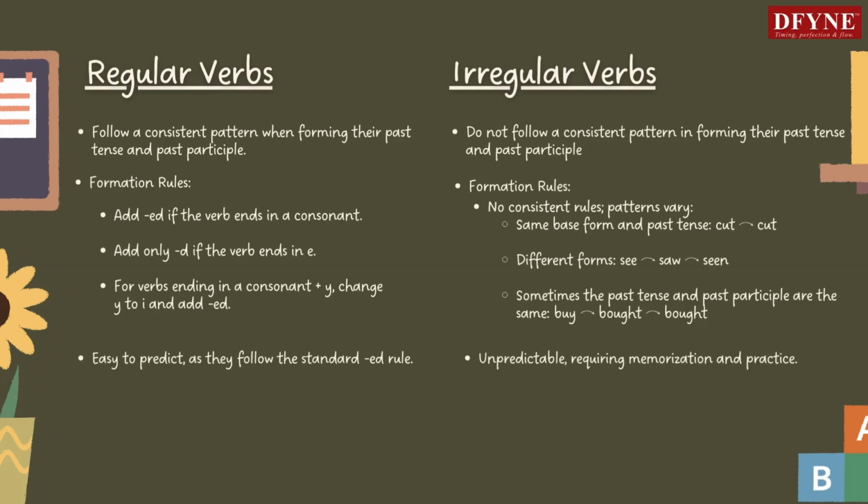Irregular verbs, though, are the wild cards. Each one has its own unique forms for past and past participle, and they don't follow rules. So, go becomes went, and eat becomes ate, without any predictable pattern.